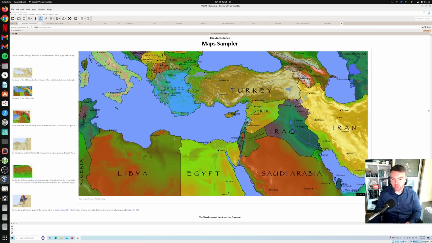Today we can lay over a modern political map, and we can see the borders of modern Israel, which was formed as a state in 1948.